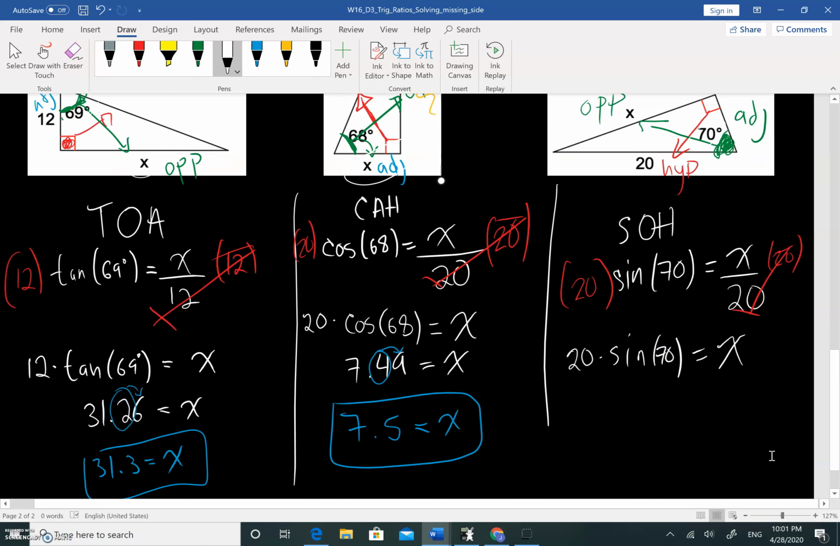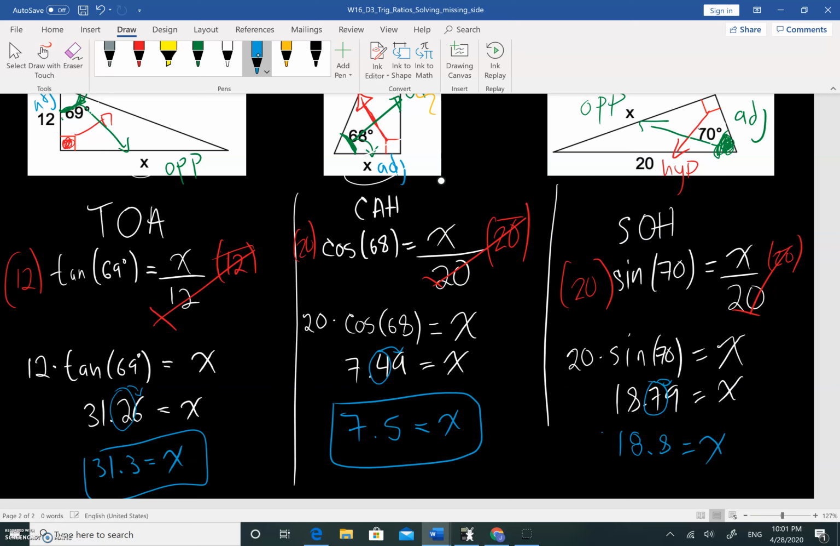So we have 18.79 is equal to x. But remember, we want to round. So the tenth place is here. I look at the next number, and that's actually a 9. So that means that when I round this, it's going to be 18.8 is equal to x.